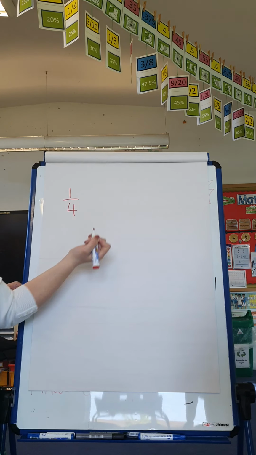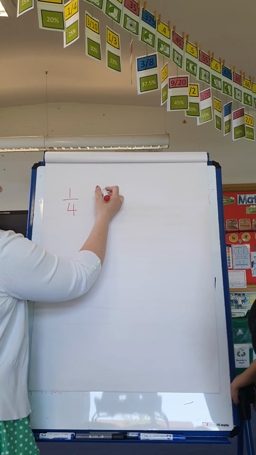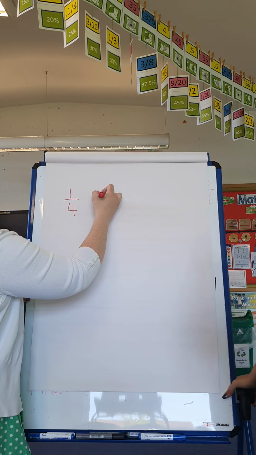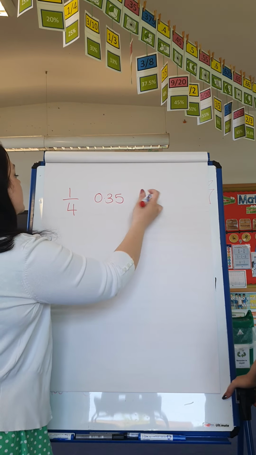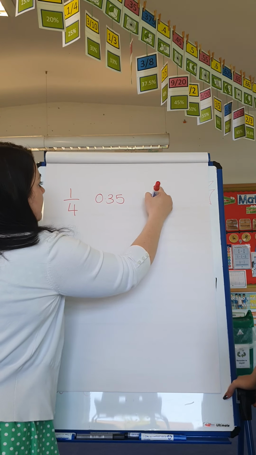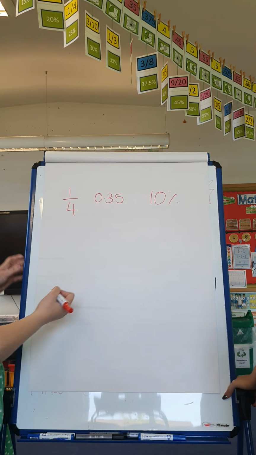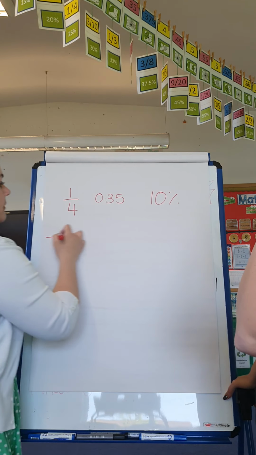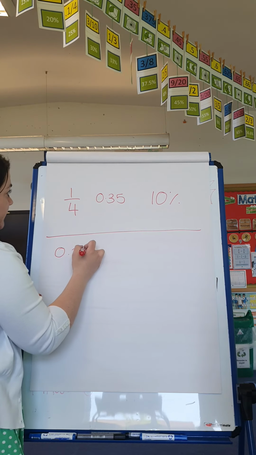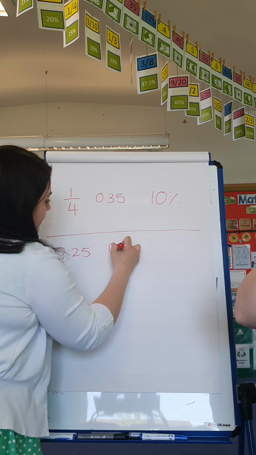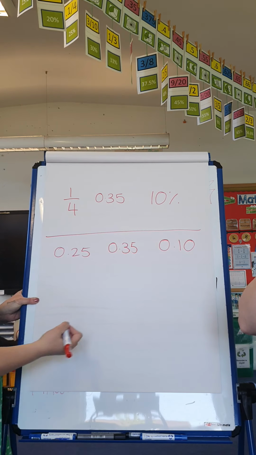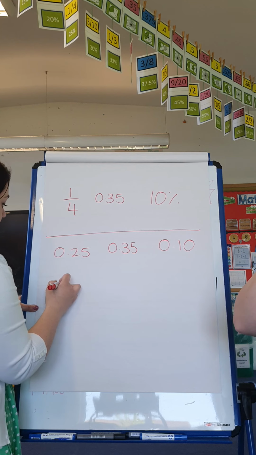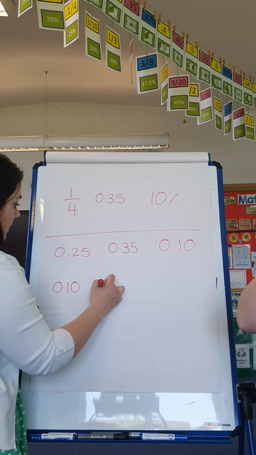So if you've got a quarter, 0.35 and 10%, and you find it easier to go into decimals, okay? So I know that that's 0.25. I know that that's 0.35 already. And I know that that is 0.1 or 0.10. So now you can order it. I would order it from smallest to largest.